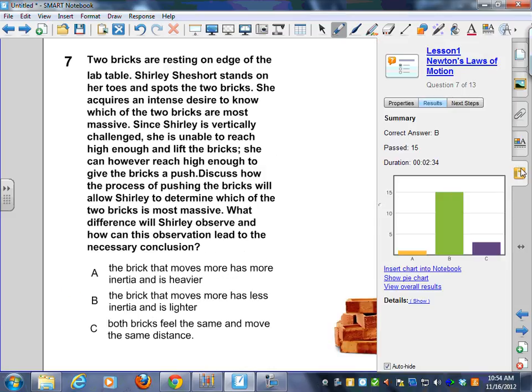Okay, what about Shirley? She's short. Correct answer is B. The brick that moves more has less inertia and is lighter. If I've got something big and something small that look the same, and I give them a push, the one that's less massive, the one that's lighter, is going to move more. B.